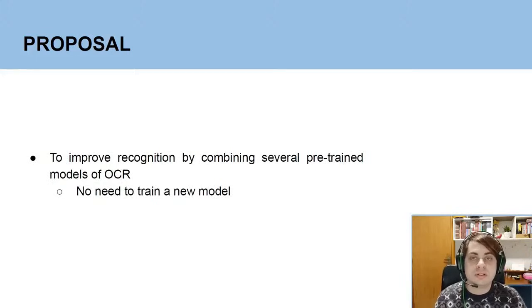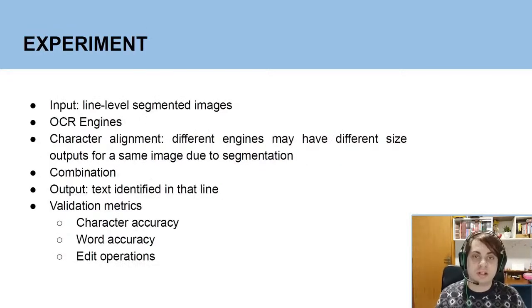So, in order to assist with that problem, we propose a combination of several pre-trained OCR models, so it is possible to achieve better recognition without training new models. Our experiment starts with line-level segmented images that are input into different OCR engines. The outputs from these OCR engines are aligned and combined so we get a final output. And with this final output, we evaluated character accuracy, word accuracy, and the number of edit operations needed to transform the identified text into the correct one.